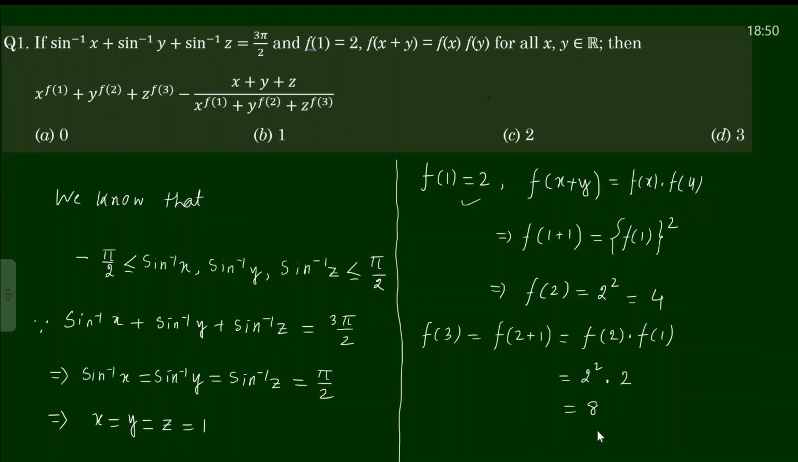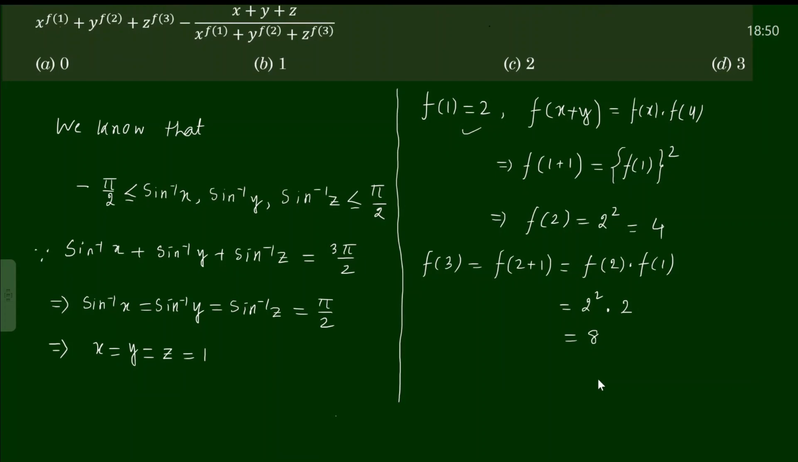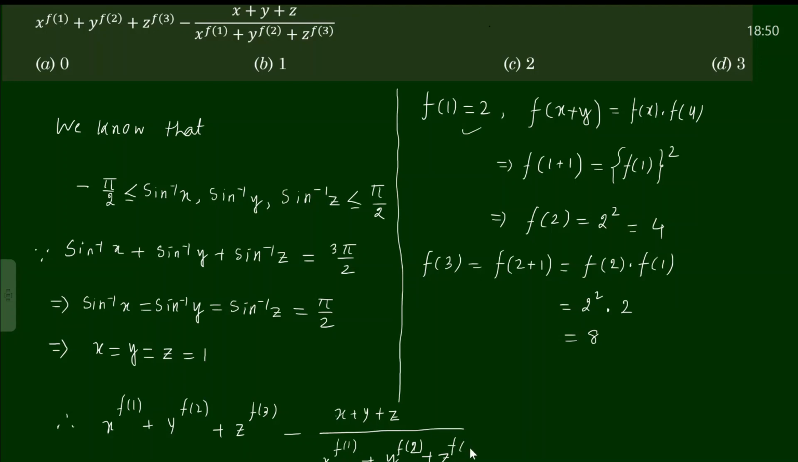you replace these values in the expression. Therefore, x to the power f1 plus y to the power f2 plus z to the power f3, then minus x plus y plus z whole terms, divided by x to the power f1, then plus y to the power f1, then plus z to the power f1, y to the power f2, and z to the power f3.